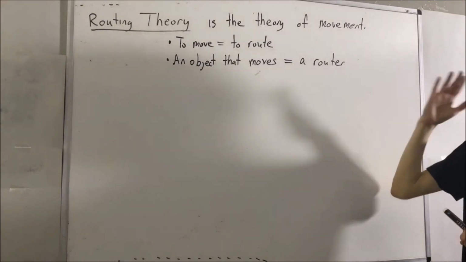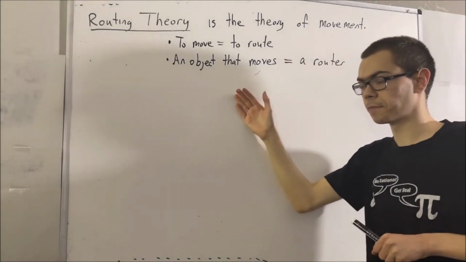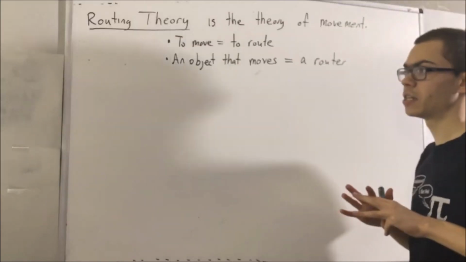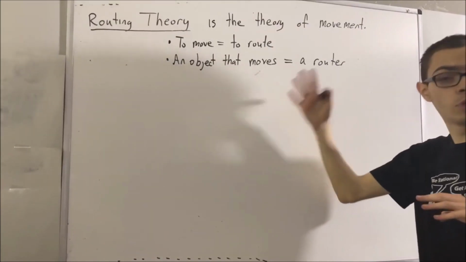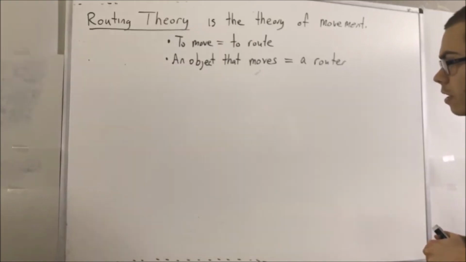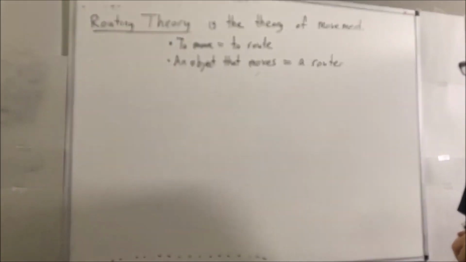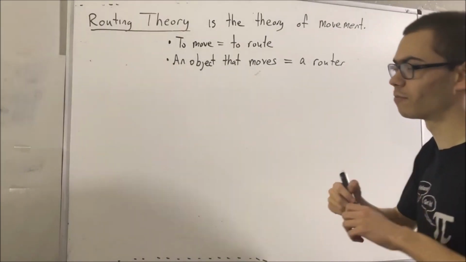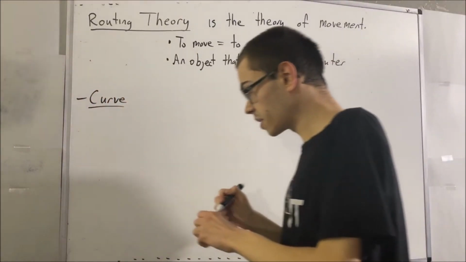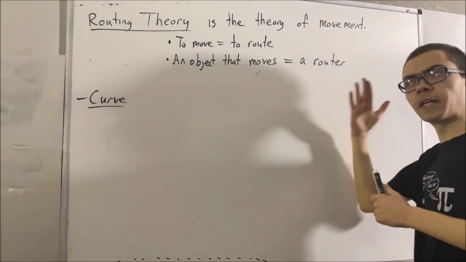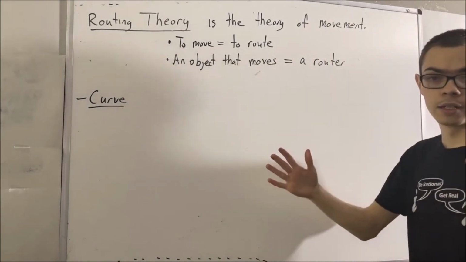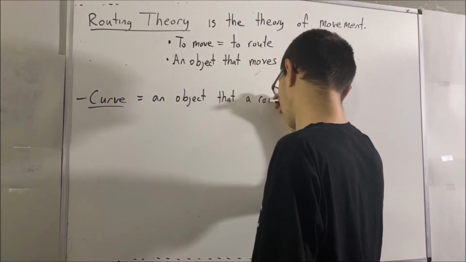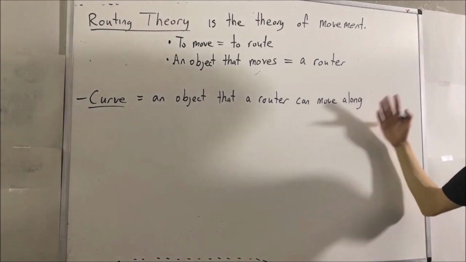So now, I would like to talk about the table of contents. There are 8 main chapters that we're going to talk about, and chapters 9 plus are going to be more advanced topics. But before we get into the table of contents, we need to discuss one thing, and that is, what is a curve? For our purposes, we are going to think of a curve as an object that a rooter can move along, or trace out.